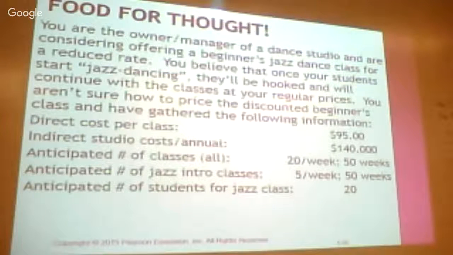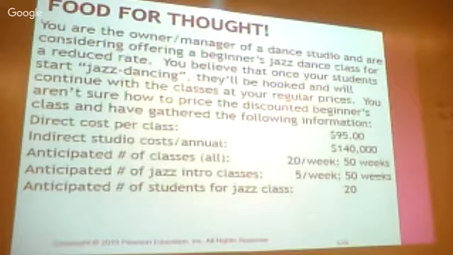All right, so you are an owner manager of a dance studio and are considering offering a beginner jazz class for a reduced rate. You believe that once your students start jazz dancing, they'll be hooked and will continue with the classes at your regular price. You aren't sure how to price the discounted beginners class and have gathered the following information. We have direct costs of $95 and direct studio costs of $140,000. Number of classes 20 per week for 50 weeks. The intro 5 per week for 50 weeks and anticipated number of students.